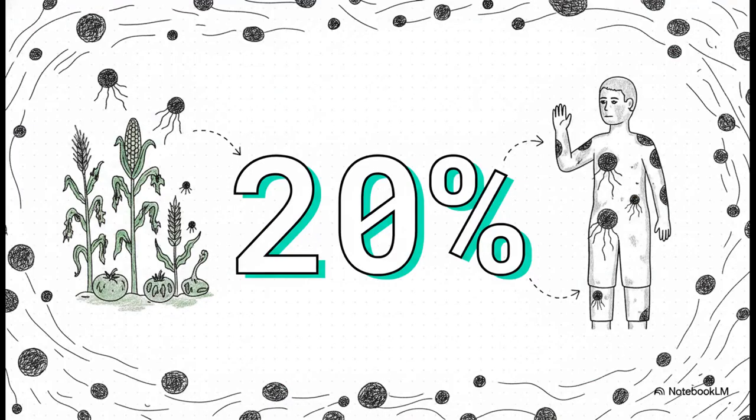Get this, 20%. This single, ubiquitous little fungus is responsible for a staggering 20% of agricultural crop losses worldwide. And if that isn't concerning enough, this opportunistic organism doesn't just stop at plants. It can actually infect humans too.